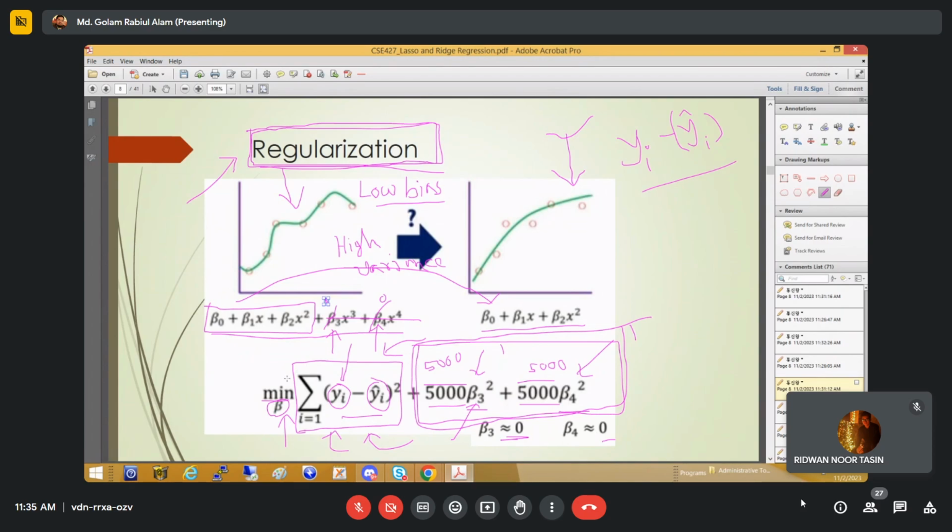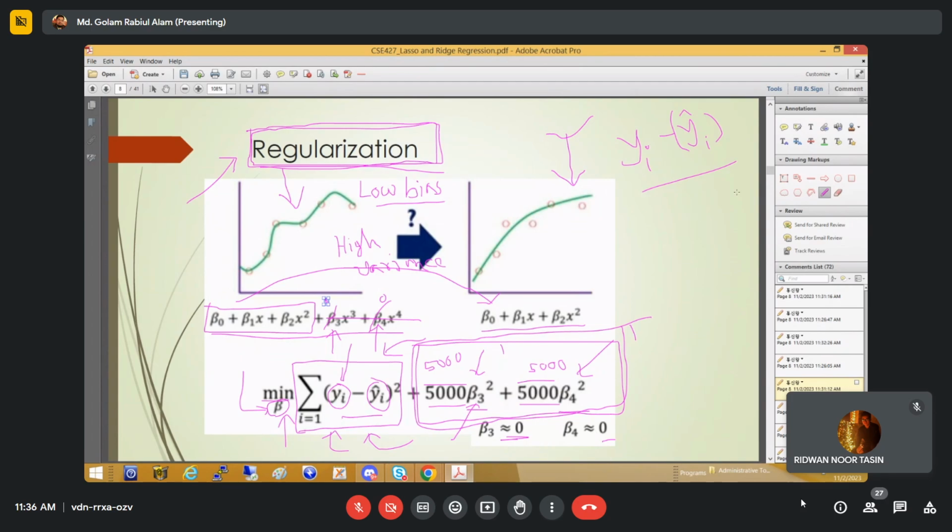So min beta means we want to minimize this loss. Actually, SSR is the loss function, okay? And the sum of square residuals is an error, so we want to minimize this error with respect to this beta. In any optimization problem, we usually have an optimization variable. So here, beta is our variable in this optimization problem.